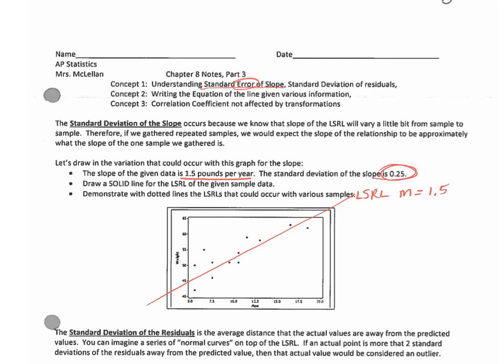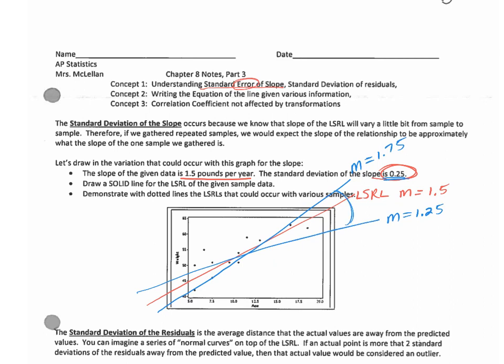So what that means is that another person can get a sample and their slope might be a little bit different. In fact, it might be one standard deviation up. So if their slope is 1.75, that's not going to alarm me too much. That's within one standard deviation of the other information. Same thing with going down, so that slope is 1.25. Those are not going to alarm me. About 68% of people's samples will produce a slope within one standard deviation away.